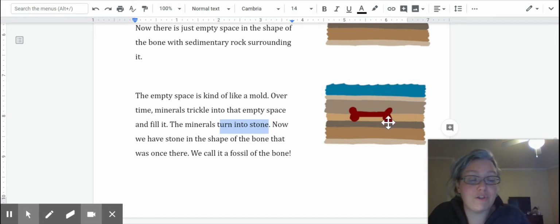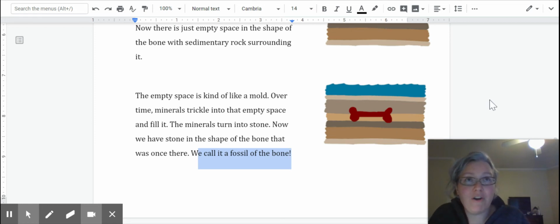If we had a mold for the trilobite, some minerals came in and it turned into stone in the shape of a trilobite or in the shape of the shark tooth. Now we have stone in the shape of the bone that was once there. We call it a fossil of a bone.